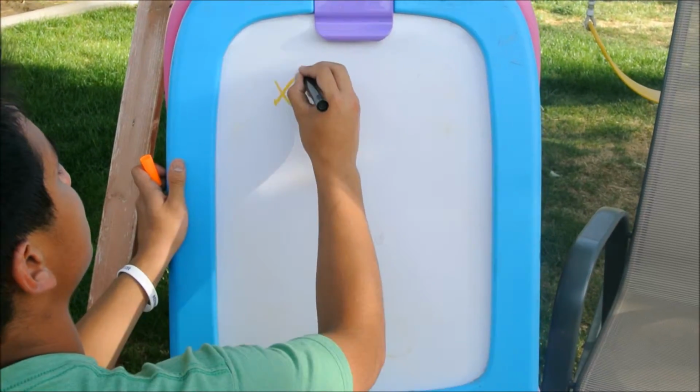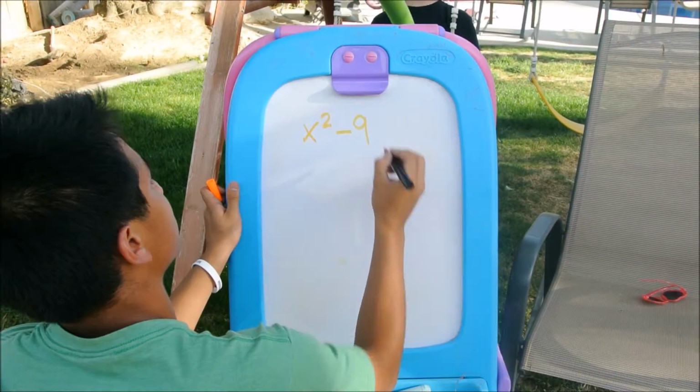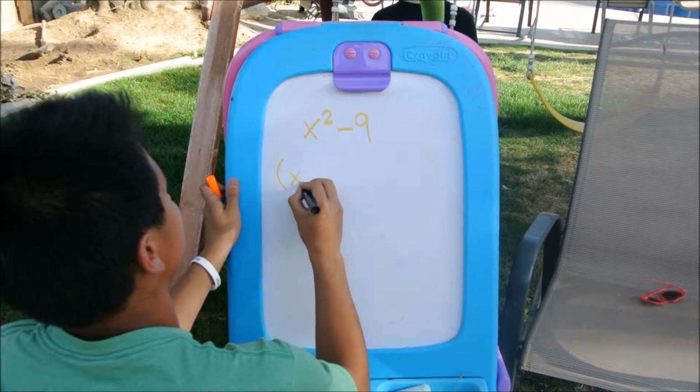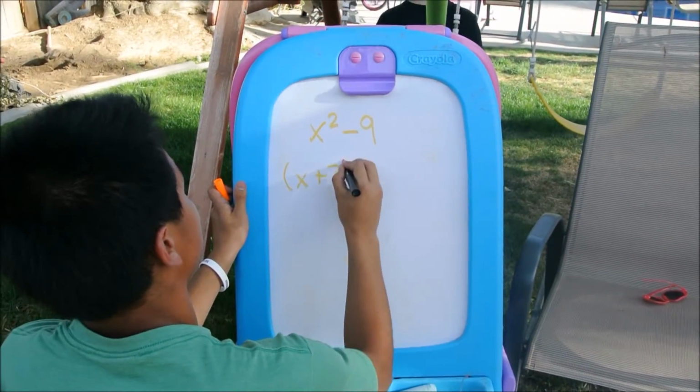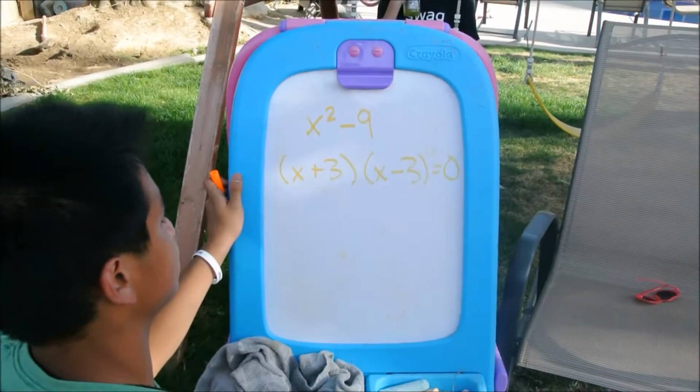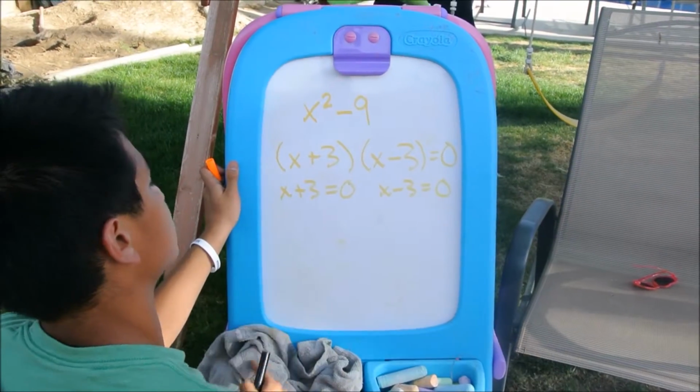Step 1. Write the original equation, x squared minus 9. Step 2 is factor the equation, which is going to be (x plus 3)(x minus 3) equals 0. Then you set x plus 3 equal to 0 and x minus 3 equal to 0. Then you solve the equation.